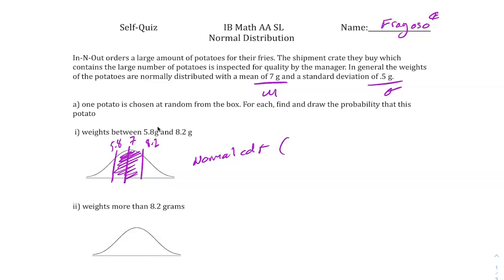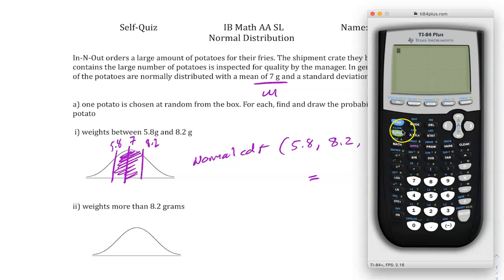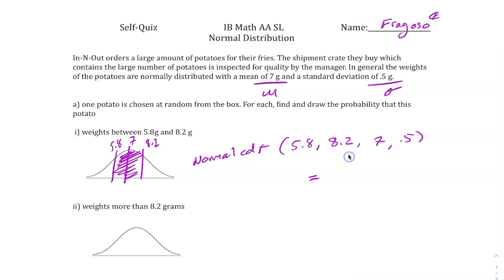My lower bound would be 5.8. My upper bound would be 8.2. My mean would be 7. And my standard deviation would be 0.5. And then let's see what's the probability of that. So we're going to have second distribution, normal CDF, 5.8, 8.2, 7, and 0.5. We get about 0.98984, 3 sig figs, 0.984.